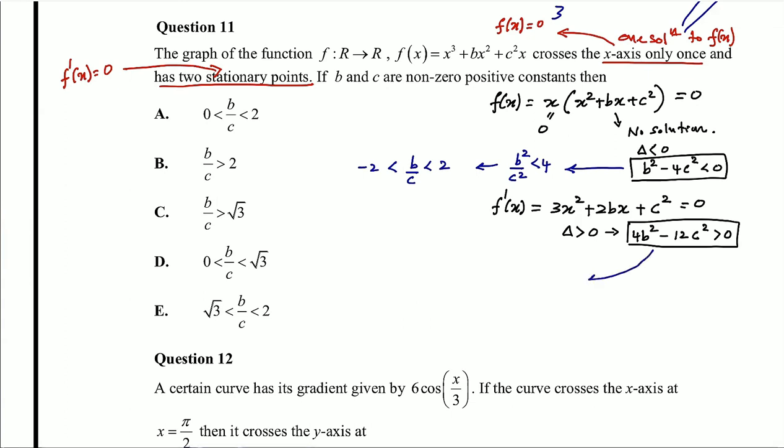Now, if you convert this one, what do you get? You get here b squared divided by c squared. I will do it straight away. Greater than 3, right? Yes. Greater than 3. Okay. Now, from here, you get b divided by c greater than... So now you have to take the square root in here. B divided by c, you get the square root here, right?